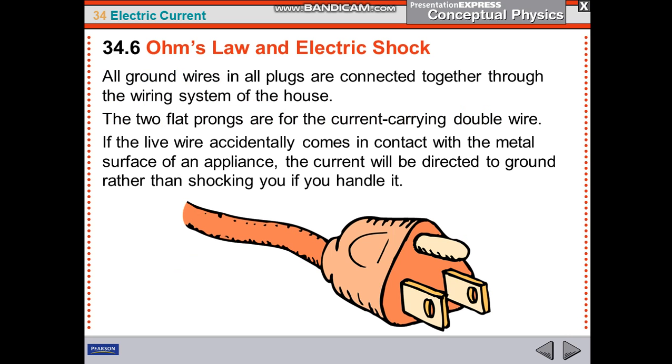As you can see here in this figure, all ground wires in all plugs are connected together through the wiring system of the house. The two flat prongs are for the current carrying double wire. If the live wire accidentally comes in contact with the metal surface of an appliance, the current will be directed to ground rather than shocking you if you handle it. So it's better to use such electrical appliances and also such circuits with ground wires.